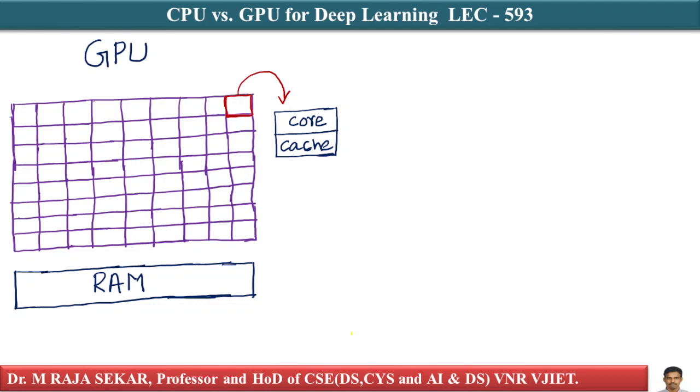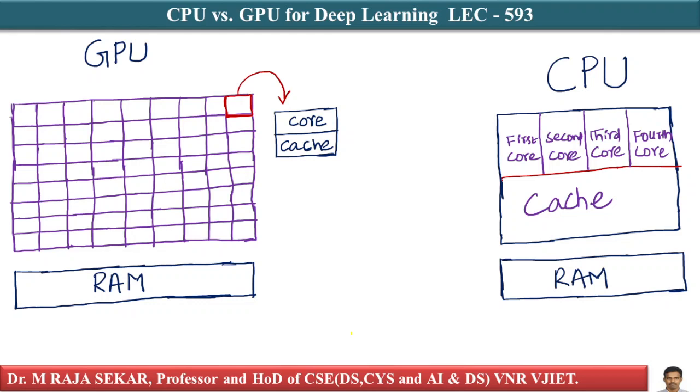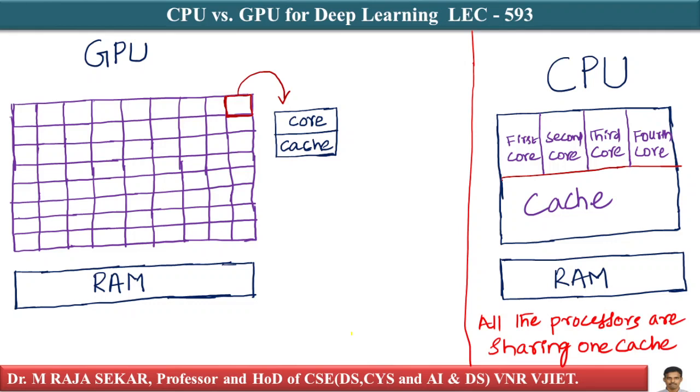Here, if you notice in CPU, what happens? In the context of the central processing unit, you have one cache that all the processors are sharing. That's important. Just try to understand the difference. On the other hand, in the case of GPU, in each block you have one core and one cache. This is called distributed storage, distributed cache. So literally in each of these units you have a core and cache.